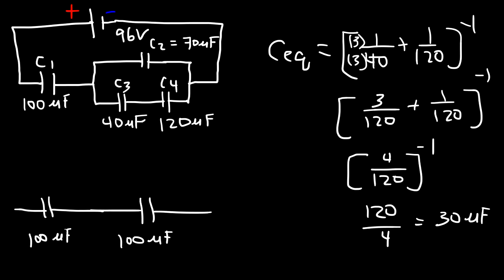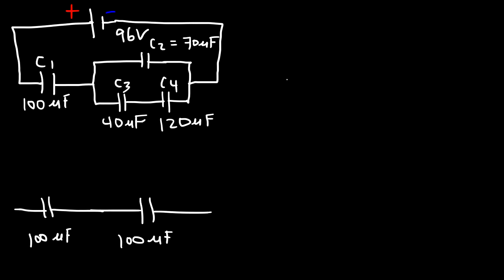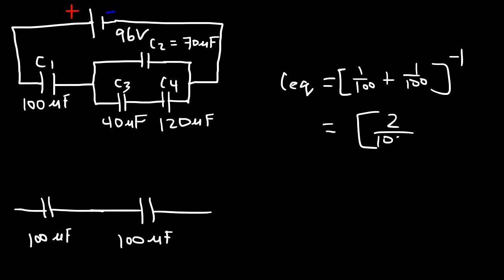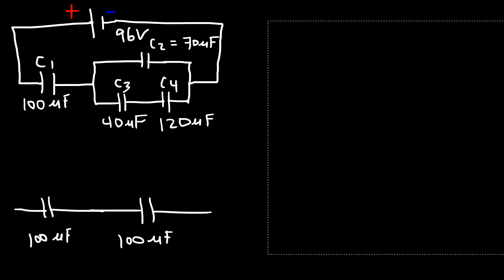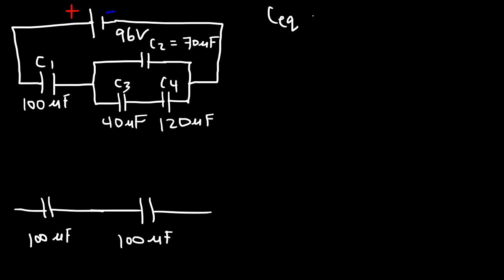So the equivalent capacitance of two capacitors in series that have the same value is going to be half of 100. So that's going to be 50. To confirm that answer, you could do this. You could say it's 1 over 100 plus 1 over 100, raised to the minus 1. 1 plus 1 is 2, so this becomes 2 over 100. And if we flip it, it becomes 100 divided by 2, which is 50. So the equivalent capacitance of all four capacitors is 50 microfarads. So that's step 1, to calculate this value.